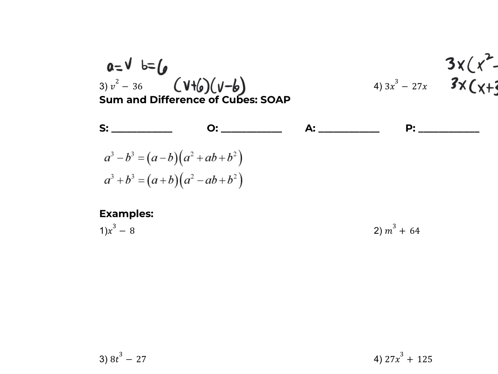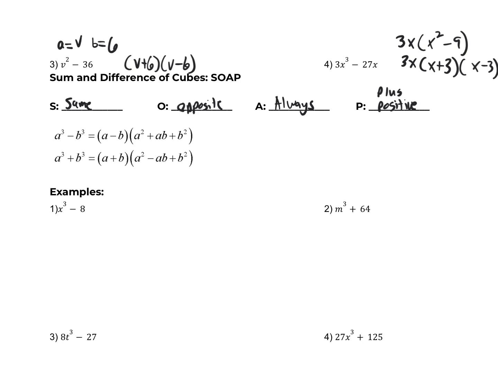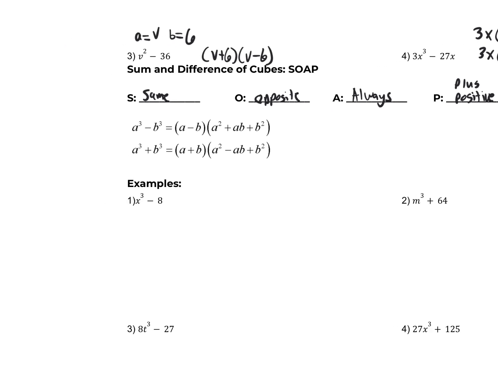All right, now, sum and difference of cubes. It's kind of messy, so we got to remember our SOAP. SOAP stands for same, opposite, and then always. And some people say plus here. Some people say positive. It means the same thing, so you can use either one. Always plus, always positive. What that stands for is the same sign, opposite sign, and then always plus sign, or always positive.